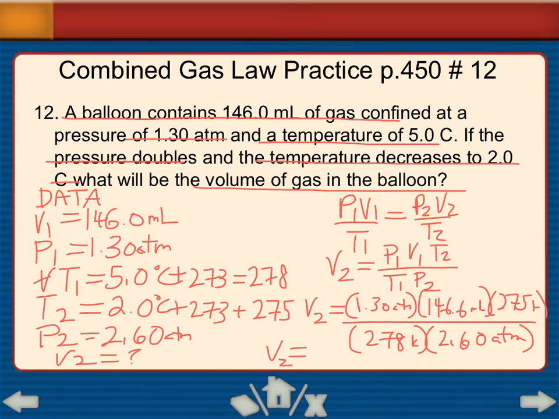V2 then equals 72.2 milliliters. And since the problem doesn't specify what units the volume needs to be in, you can leave the volume in milliliters. Do your quick unit check, and that will show you that you should get milliliters for your answer, and that is what we get. And that's it. That's another combined gas law problem.